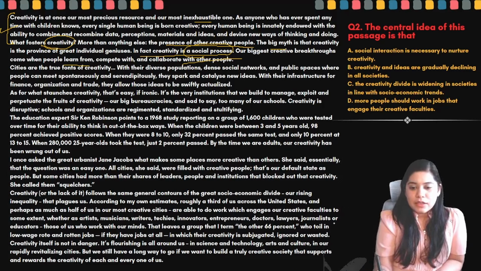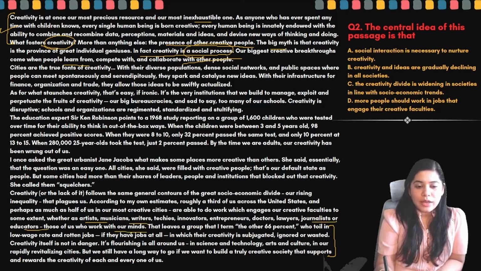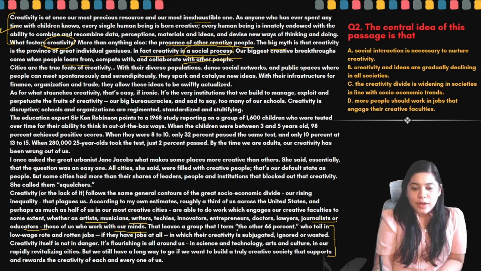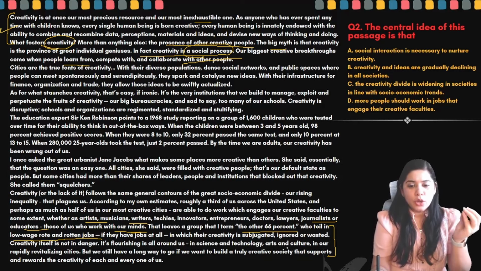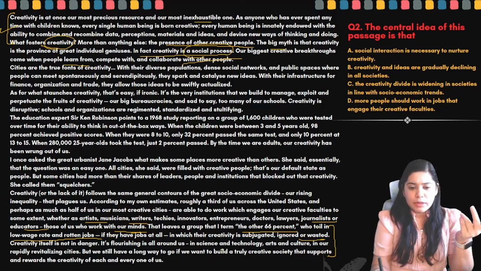Okay, let's read the last few lines. For example, all these professions: artists, musicians, techies, journalists, educators, those of us who work with our minds, that leaves a group that I term the other 66% who toil in low wage, rote and rotten jobs. They have jobs in which their creativity is subjugated. So there are certain jobs where creativity is not needed, or it is ignored, or it is wasted. Creativity itself is not in danger, it's flourishing. A lot of people are creative in many fields.